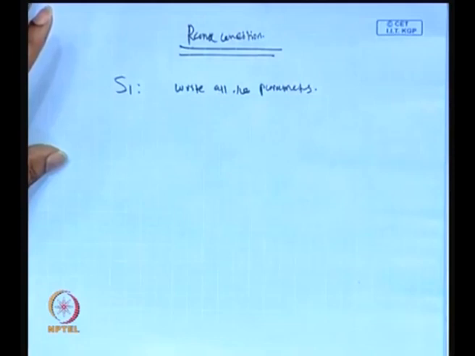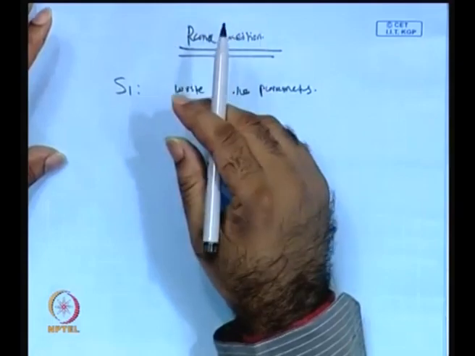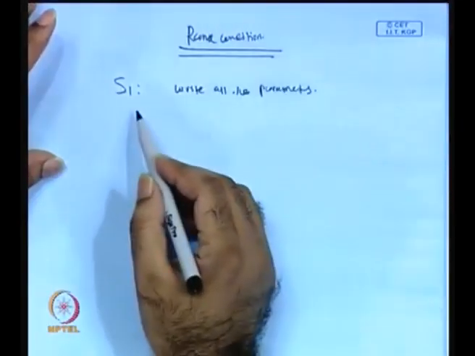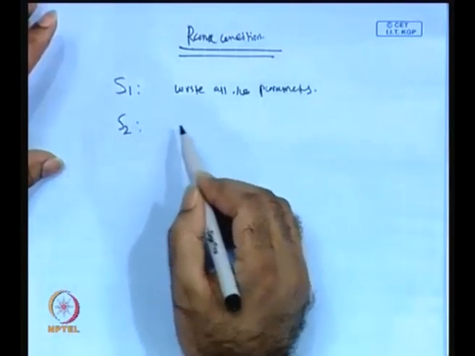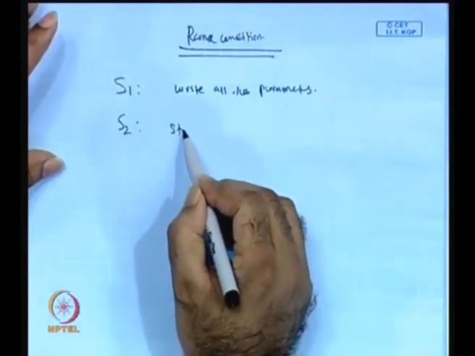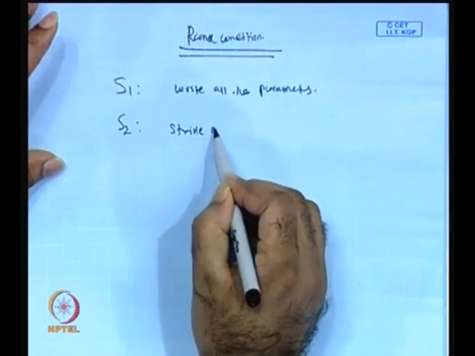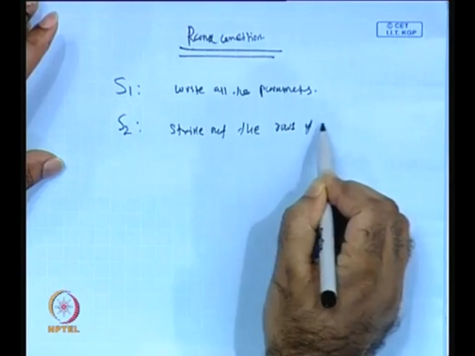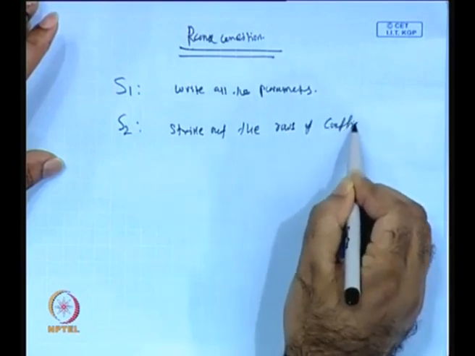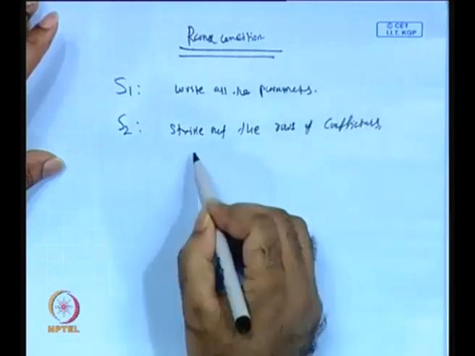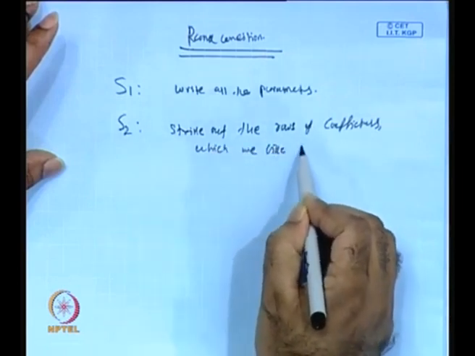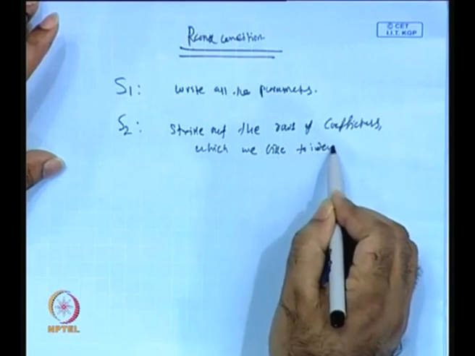Including all these error terms also. Including means take all these error terms to the other side, then take all the parameters on that particular side. Okay, step 2, strike out the rows of coefficients which you would like to identify.